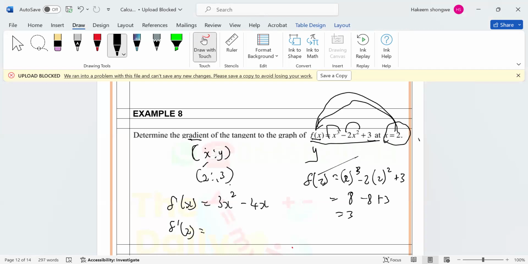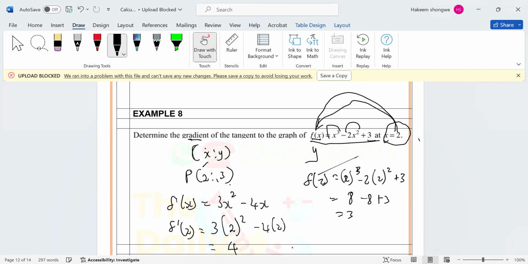So the gradient here is given as 3 multiplied by 2 squared minus 4 multiplied by 2. If you do this, you have 12 minus 8, which is going to be 4. So what does this mean then? It means when x is equal to 2, it has 2 things. It has the y value, which is 3, and it has the gradient, which is 4.